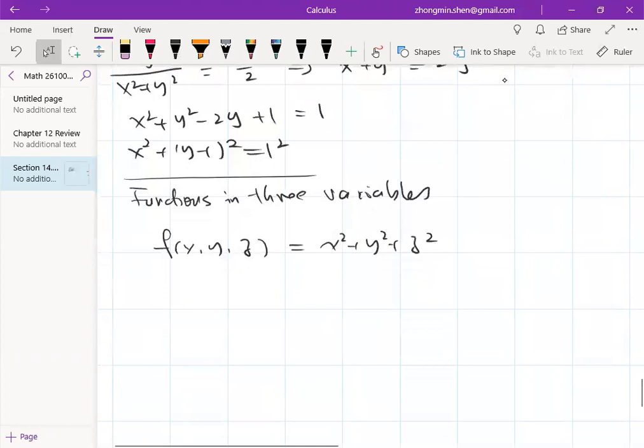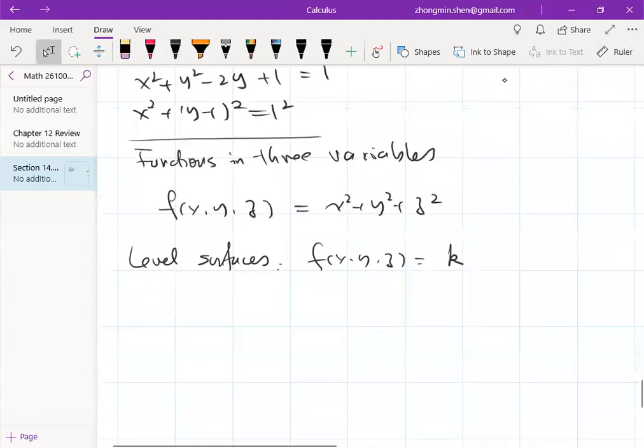Now it's harder to draw the graph. The only thing we can do is draw the contour map. The level surface this time. We consider the level surface f(x, y, z) equals k. That means in this 4-dimensional space, the graph, you have to introduce another variable, w equals f of x, y, z.